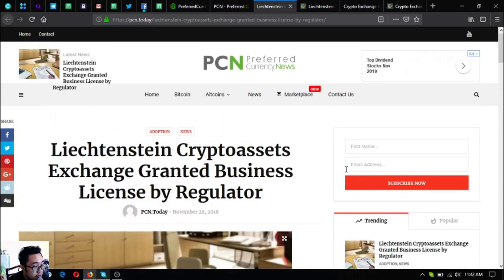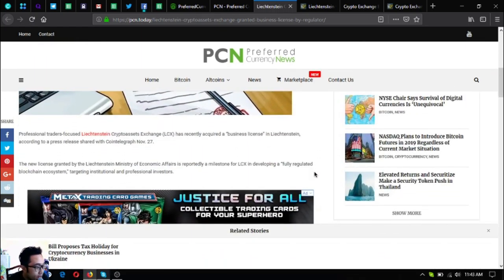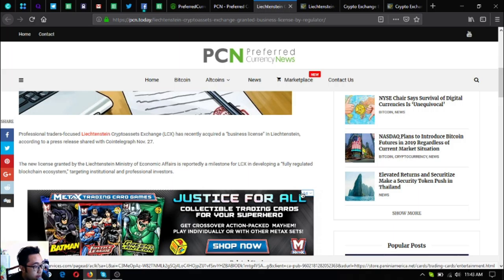So let's start. Liechtenstein crypto assets exchange granted business license by regulator. Professional traders focus: Liechtenstein crypto assets exchange LCX has recently acquired a business license in Liechtenstein, according to a press release shared with Cointelegraph November 27.